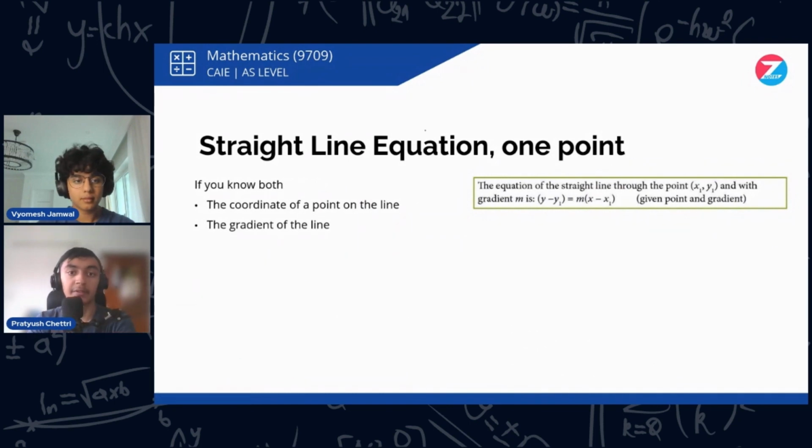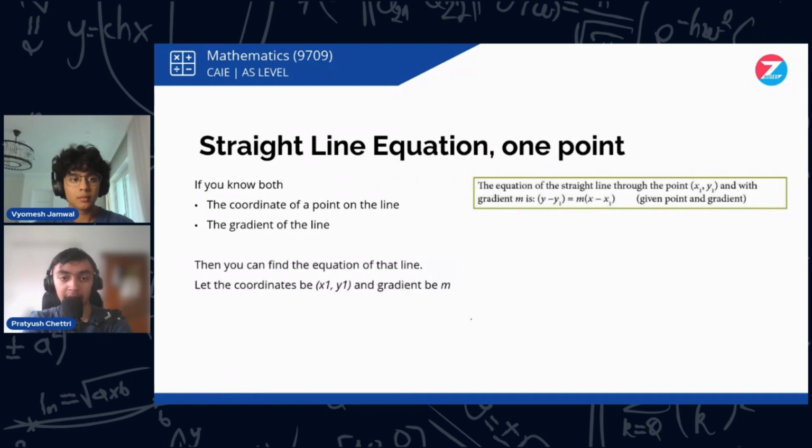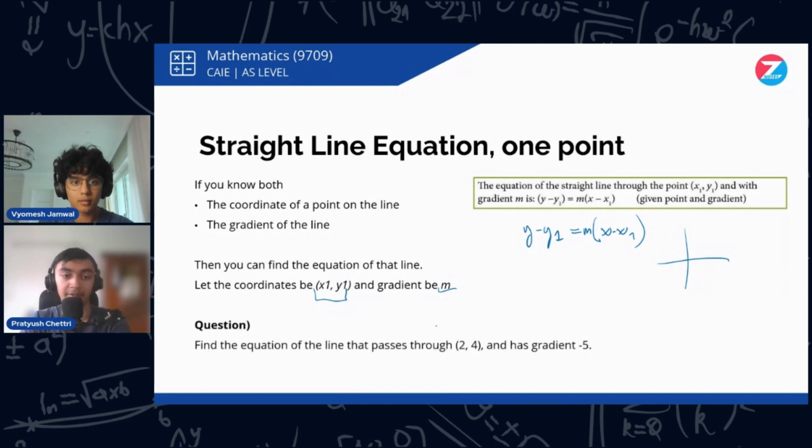So now we're going to look at straight line equations given the gradient and one point. You can find out the equation of the straight line from just these two pieces of information. Let's call the coordinates x1 and y1, and the gradient m. Then our equation is y minus y1 equals m times x minus x1. You don't need to derive this, but it's useful to know how it works. It's the gradient times the change in x. Given a point and a gradient, you know you're going to use this equation.